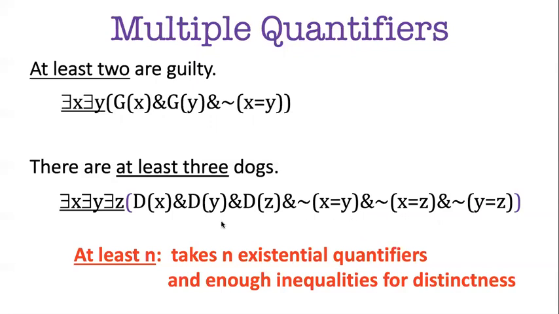So the more things you add, you're going to have a huge number of clauses in your distinctness claim out here. But nonetheless, you can get the rough formula. If you want to say there are at least three dogs, you need an X, Y, and a Z. You have to say that they're all dogs, and then you just need enough inequalities to make sure they're all different. All right, thanks.